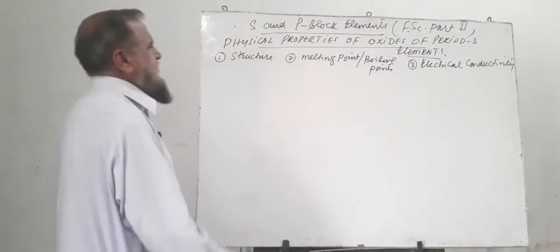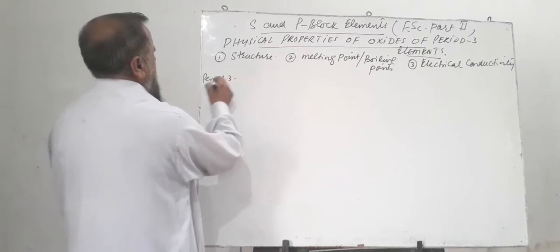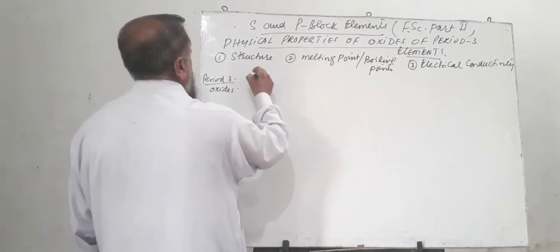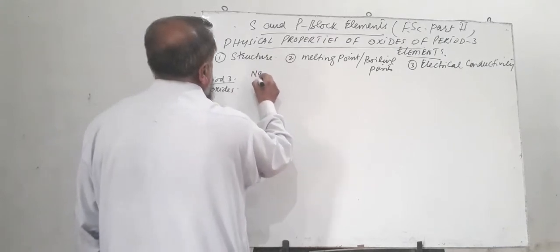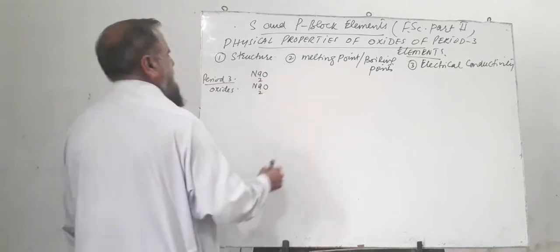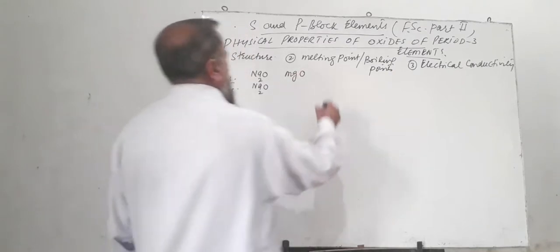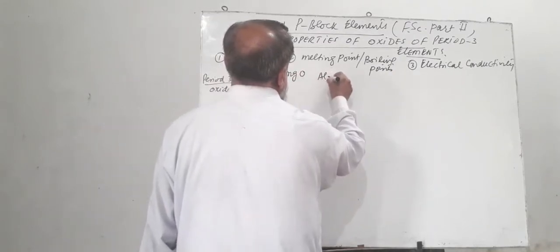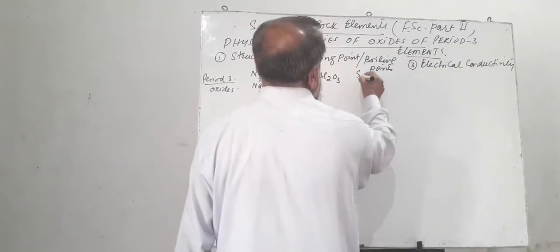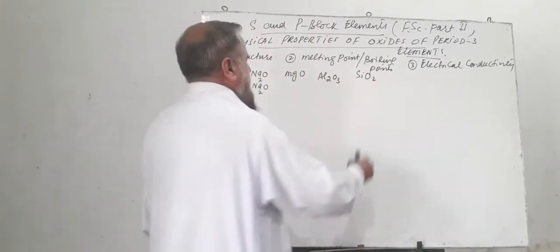Now, the oxides of period 3. Sodium can form sodium oxide and sodium peroxide. Magnesium forms only normal oxide, which is MgO. Aluminium forms aluminium oxide, Al2O3 or alumina. Silicon forms silicon dioxide or silica.